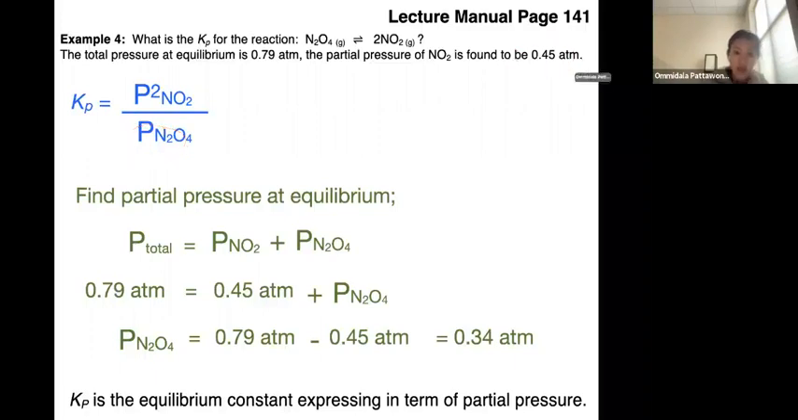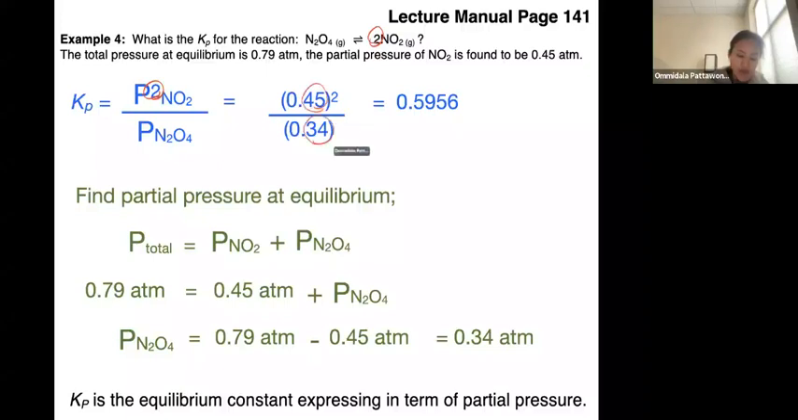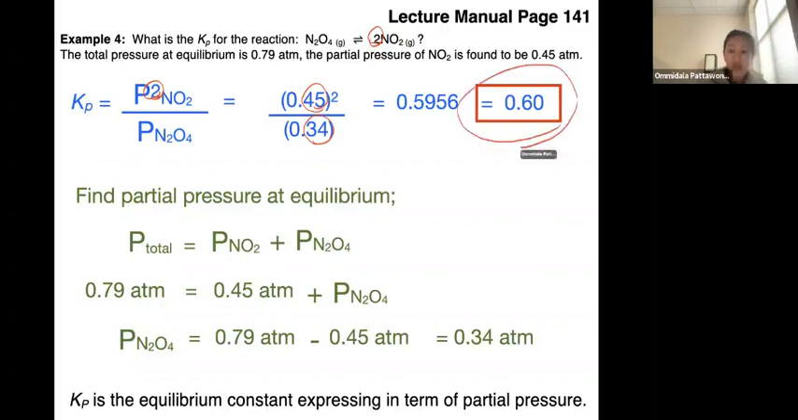Once you know the partial pressure of the reactant, we already know the partial pressure of the product, so all you need to do is plug them in. Don't forget to square that because of the coefficient again. You are going to get Kp equal to 0.5956. This is two sig figs, therefore your final answer is going to contain two significant figures. So 0.6.